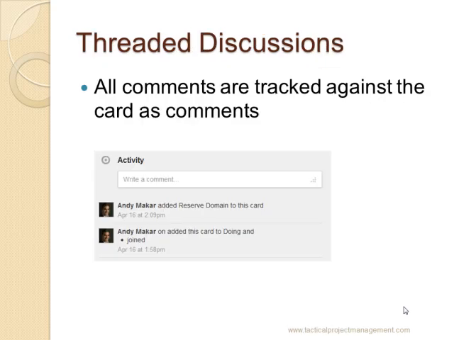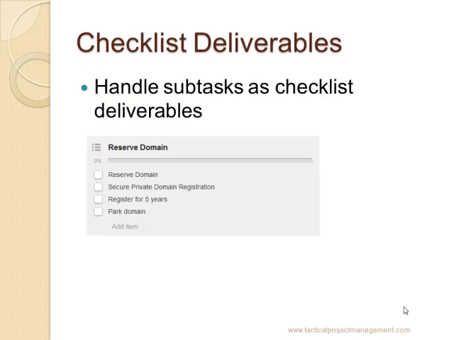So here, all the comments that you have on a particular task, you make them against the specific card. And this allows you to get traceability and allows you to see just the flow and the history of the discussion about that specific task. In the next slide, you'll see another handy feature.